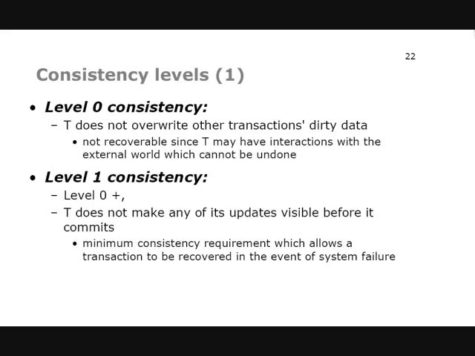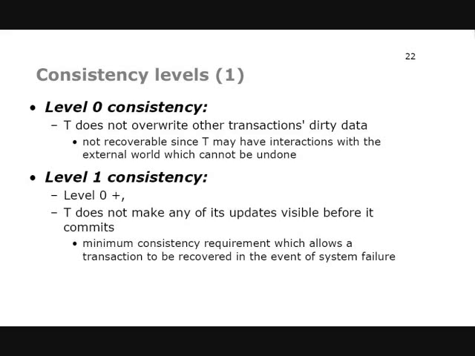And what I can have with transactions is a series of consistency levels. So level 0 consistency, which is the lowest level of consistency, means that the transaction is not going to overwrite other transactions' dirty data. So if a transaction has modified an item, another transaction is not able to write that dirty data. That is not going to give me a recoverable transaction because the transaction might have interactions with the external world that cannot be undone. So it's the lowest level of consistency.